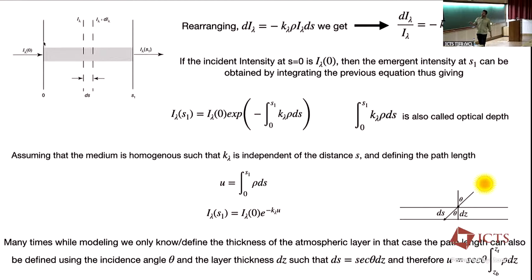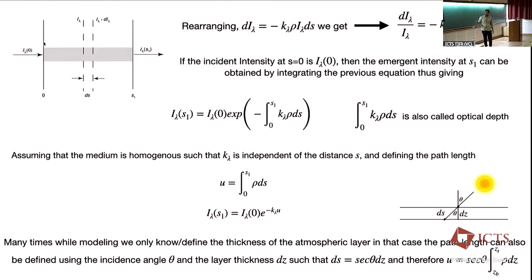And you'll notice where we'll use this. I'll connect this to the transit depth equation in the coming 2-3 slides. Many times while modeling, we only define the thickness of the atmospheric layer, and that is why this conversion has to be done. Because in the models we define this dz. But actually, the radiation will never travel straight. It will have its angle of incidence. That's why we go from dz to ds. So the conversion has been used.